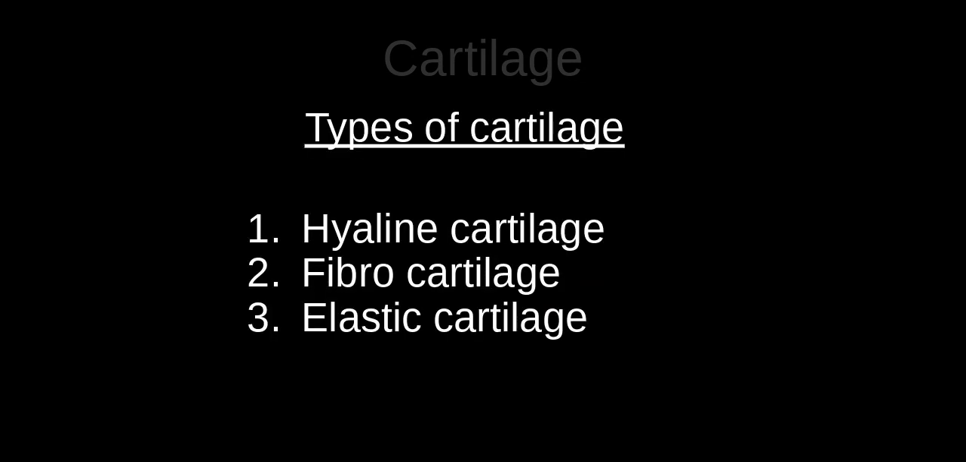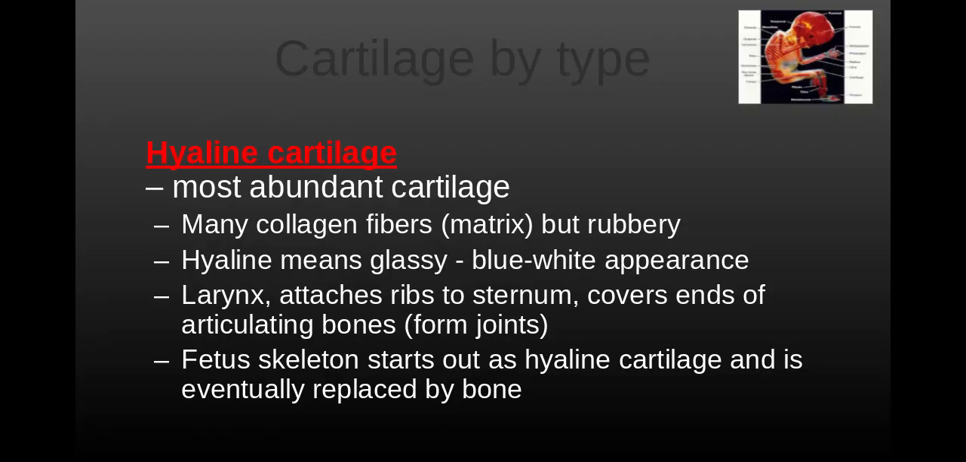So, like I said, we're going to have 3 types of cartilages you are going to have to be able to identify and know some of the areas that they are located at. So, we'll talk about hyaline cartilage, fibro, and elastic. Hyaline cartilage is the most abundant. It has a lot of collagen fibers in its matrix, but it still has a pretty rubbery consistency. And hyaline comes from a word for glassy.